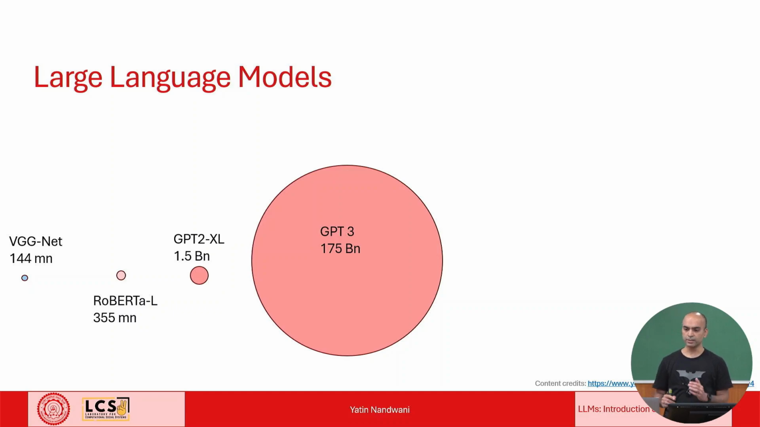Now let's look at the relative size of the models, and the evolution of these models. When the first transformer-based architecture, RoBERTa or BERT, came in, the largest vision model was VGGNet, which was 144 million parameters, and RoBERTa at that time itself was 355 million. Just double the size of that. And then came GPT-2, which is more than 3 times the size, 1.5 billion parameters. And then we have GPT-3, which is 175 billion parameters.